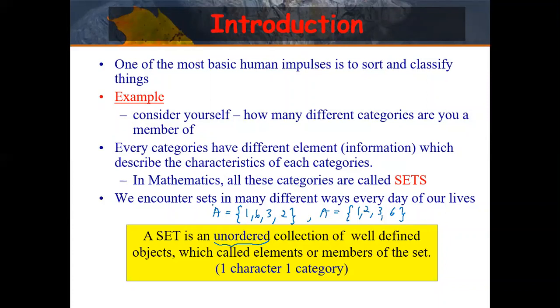Actually, for example, set A is 1, 6, 3, 2 and set B is 1, 2, 3, 6. Actually, they have the same elements. The most important thing is they have the same elements. Because after this, we are going to learn how to order the sets, the collections of sets.